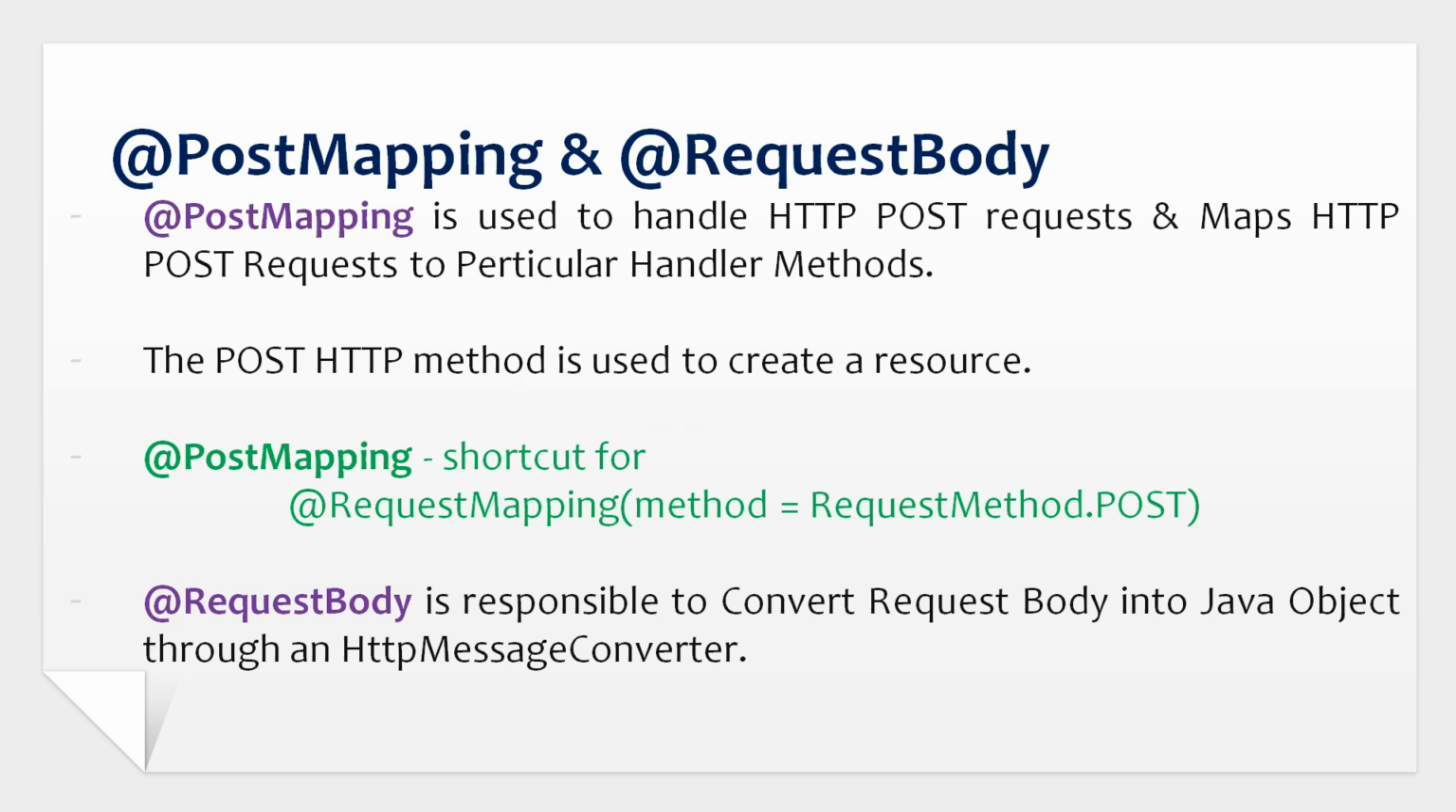What is post mapping? The PostMapping annotation is used to handle HTTP POST requests and maps an HTTP POST request to particular handler methods. The POST HTTP method is used to create a new resource. This PostMapping annotation is inherited from the RequestMapping annotation. Instead of specifying RequestMapping with a specific method type or RequestMethod.POST, we can simply use the PostMapping annotation. With the help of the PostMapping annotation, we can easily define endpoints of a REST API and handle various HTTP requests also.